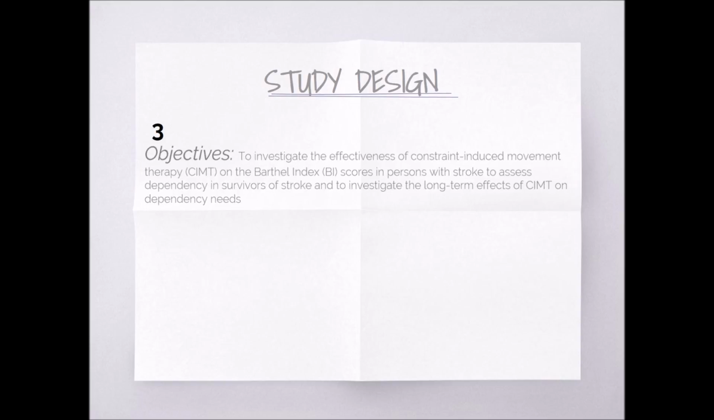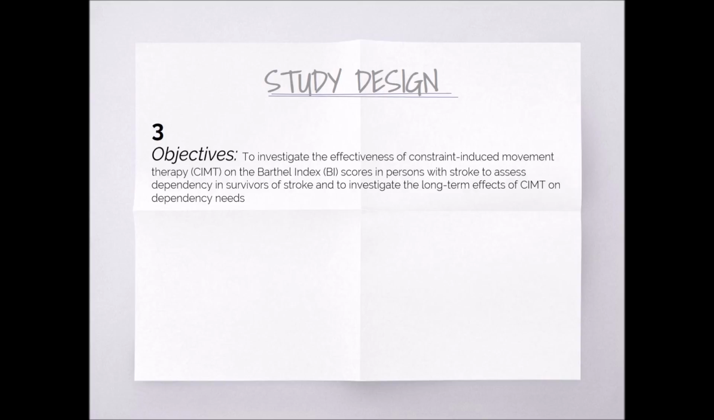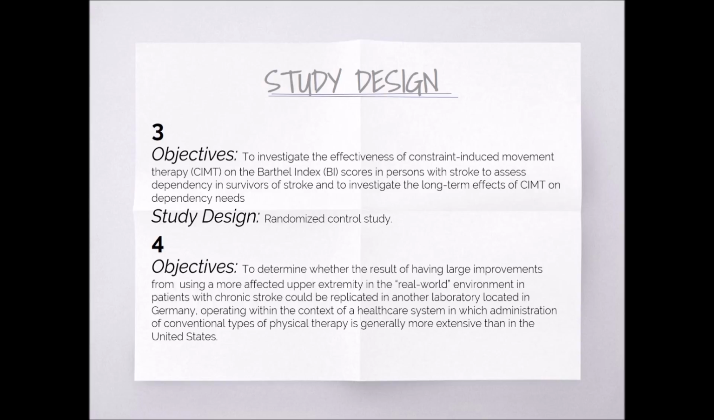Article 3's objective is to investigate the effectiveness of constraint-induced movement therapy on the Barthel Index scores in persons with stroke to assess dependency in survivors of stroke and to investigate the long-term effects of CIMT on dependency needs. The study design was a randomized control study.